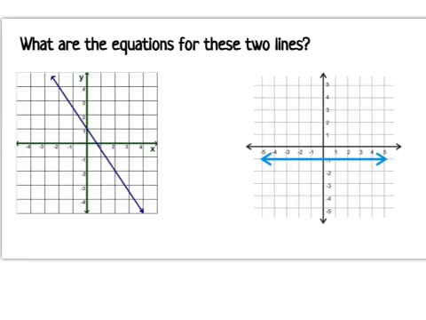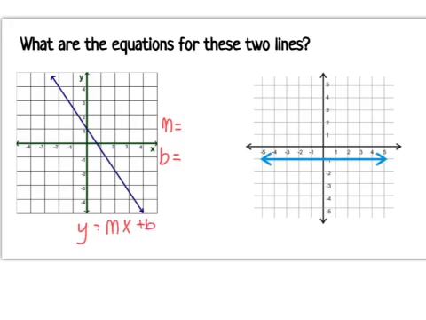Alright, so we want to write an equation for each of these two lines. To write a linear equation, we need two things. We need a slope, our m, and we need a y-intercept, which is our b. Again, our equation is in the form y equals mx plus b.